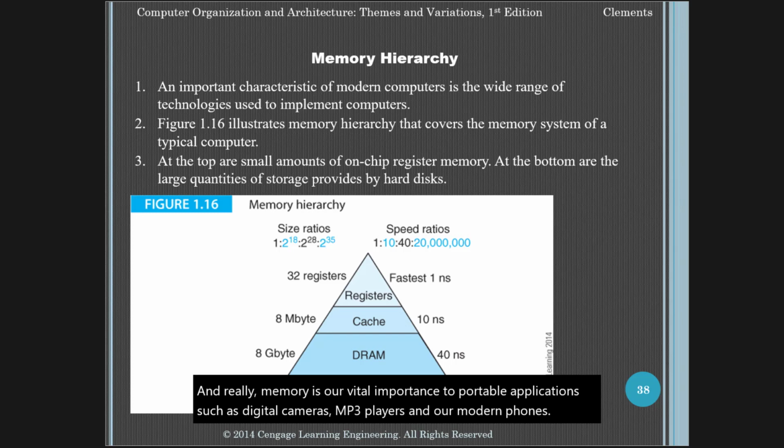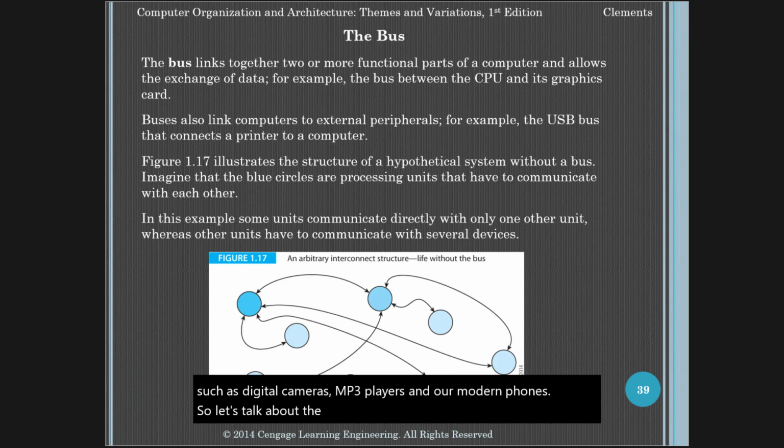So let's talk about the bus, right? The bus is the link. It links together two or more functional parts of a computer and allows the exchange of data. So our bus between the CPU and the graphics card, or we talked about the bus that links our CPU to memory, but buses also link computers to external peripherals.